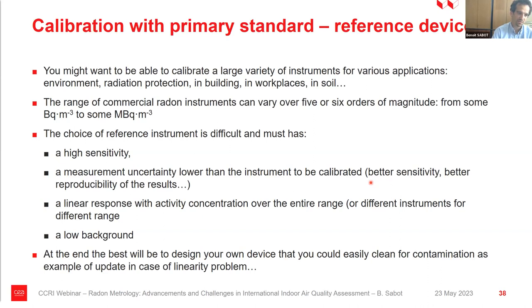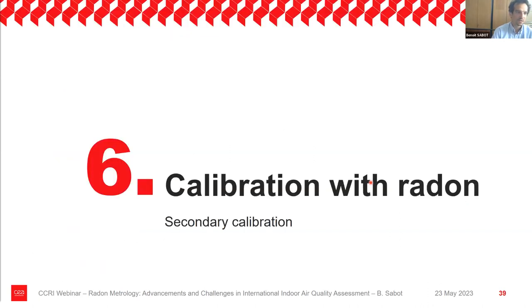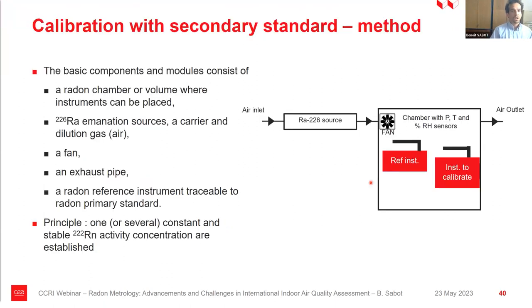However, we don't always need this. Most people need to perform secondary calibration because, for example, what I know from my colleague at Harrison, they may have 50 or more active detectors and they want to perform primary calibration on all of them. It's too much work. So what they do is they have a reference device, they do primary calibration on it, and they use it to calibrate other radon detectors. And the good point is that you can use almost the same setup that I showed previously.